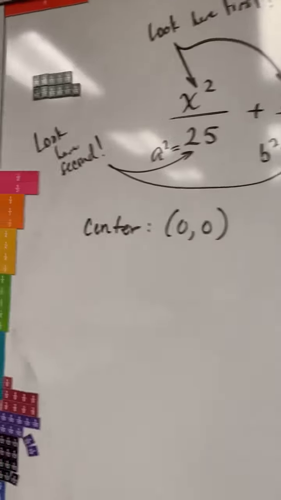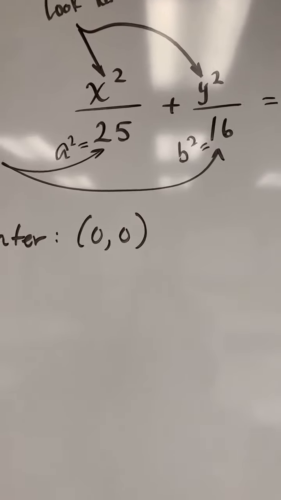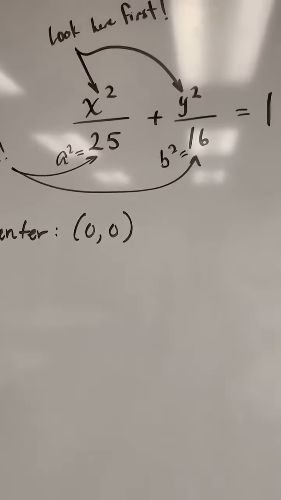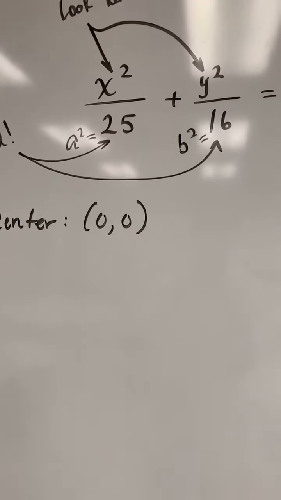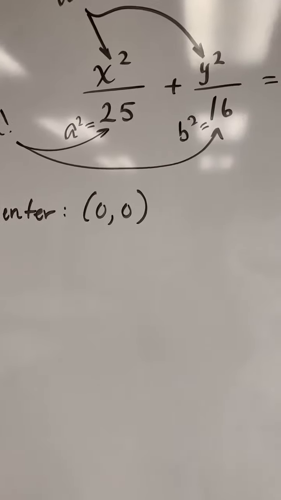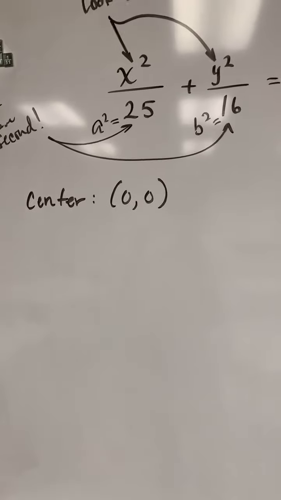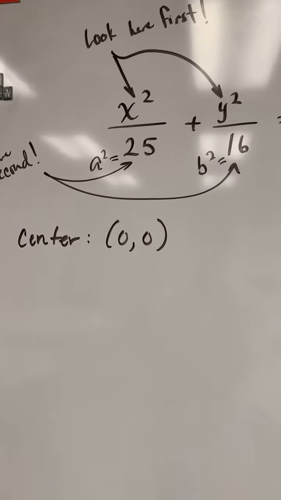All right, the second thing you look for, look here second. You see that 25 and that 16? There's my A squared and there's my B squared. Now remember, whichever number is larger, that's where you say A squared is located. Remember, because A squared doesn't have to be under the X. A squared is what we need to put towards the largest number so that we always can point out there's my major, or there's my semi-major axis.